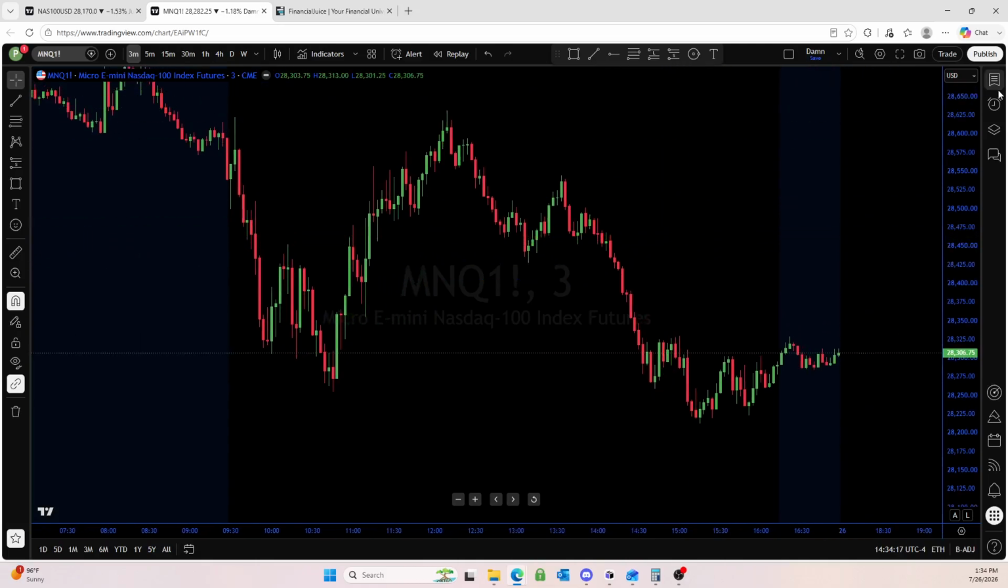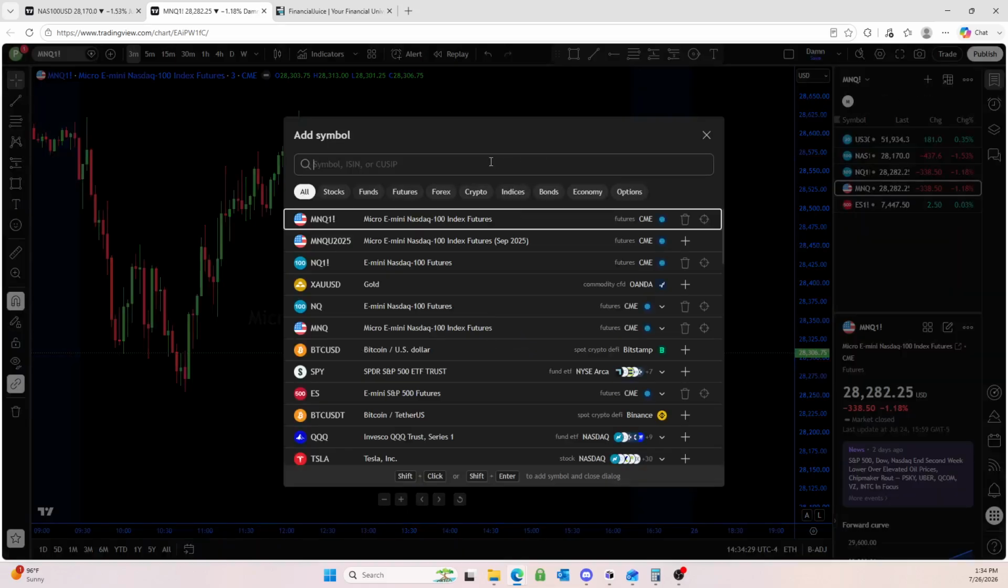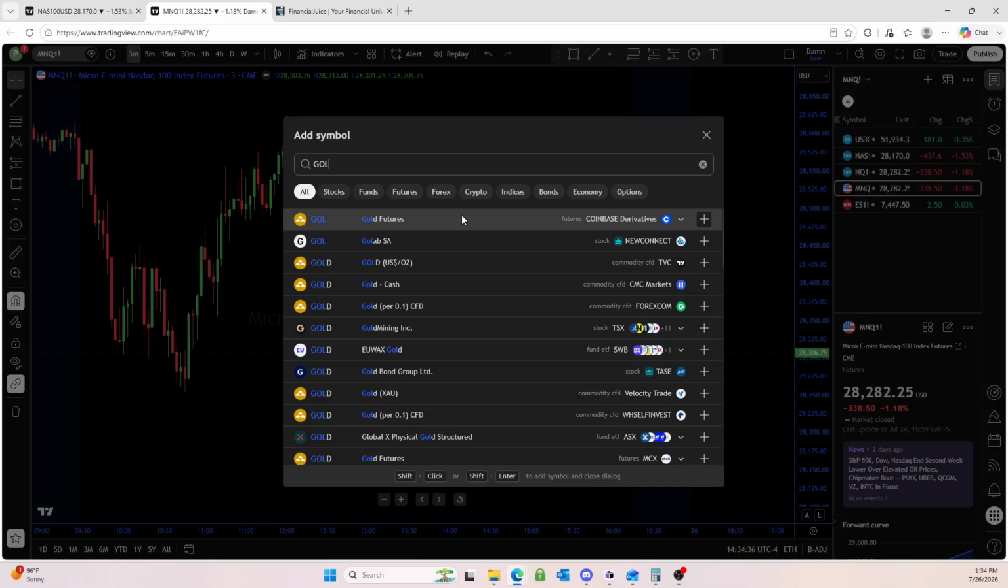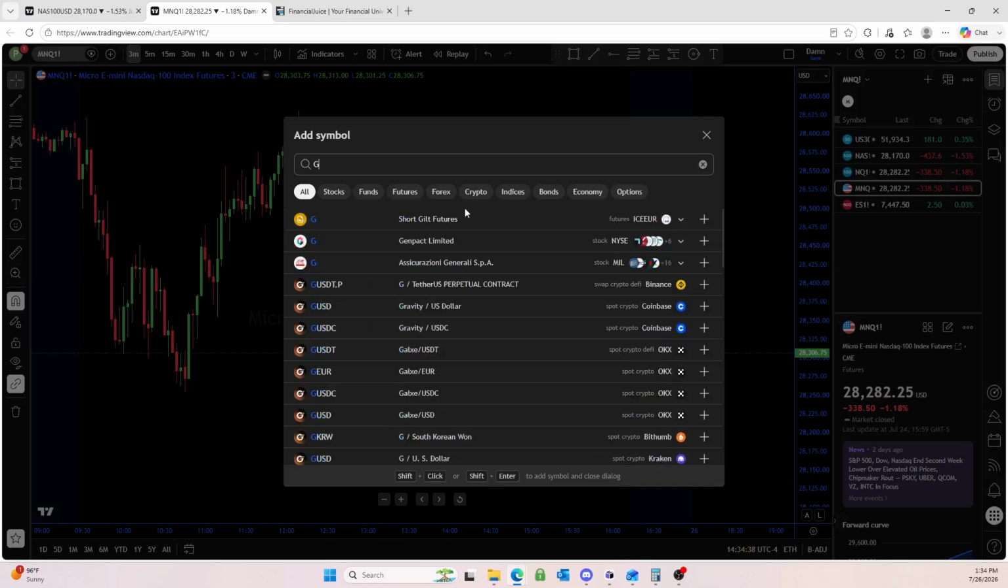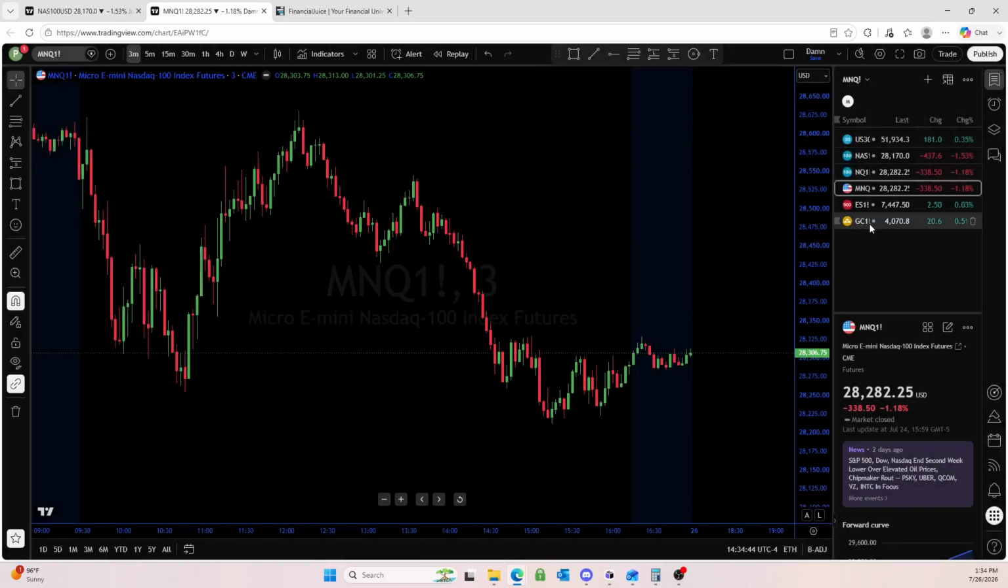Let's see. If you want to add symbols, you click this little list over here, your watch list. If you want to delete a symbol, you just hover over it and click the delete sign. If you want to add a symbol, you come up here. Let's just say I want to trade gold for some reason. I don't trade gold, but gold futures, GC is gold, so GC. You just click the plus symbol, and it would automatically add it right over here. I don't really trade it, so I don't need it.